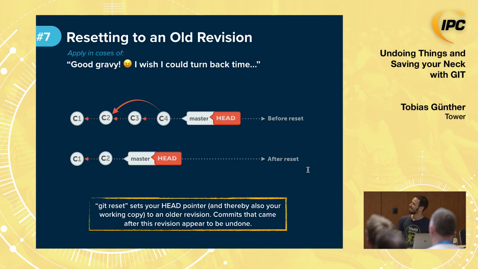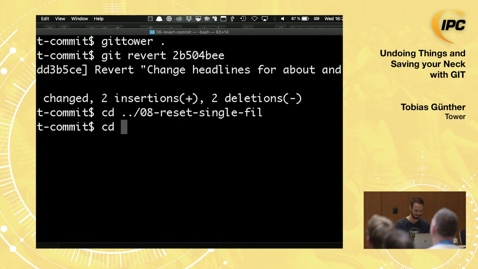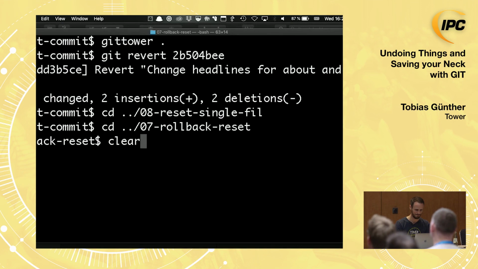Number 7. Here the case is a little bit worse, let's say. So everything that came after C2 is actually bad. We had a couple of bad commits, so let's return to that point in time and forget everything that came afterwards, right? So we want to go back to C2 and air quote delete everything that came afterwards. And this is a case for reset. Nope, not this reset, this one.